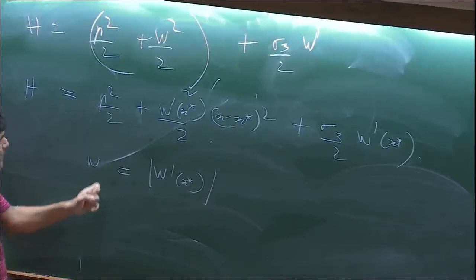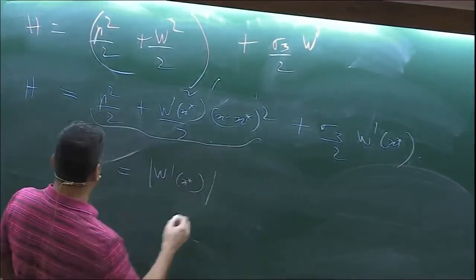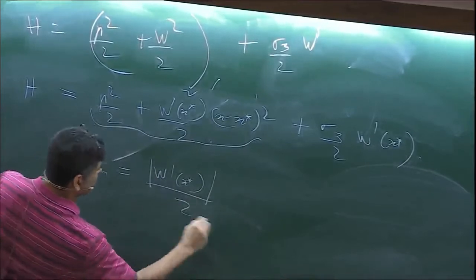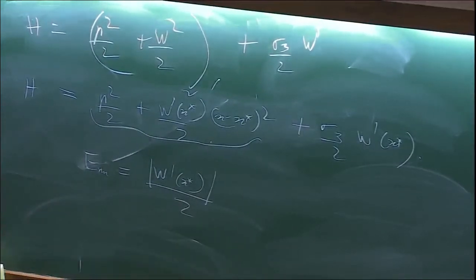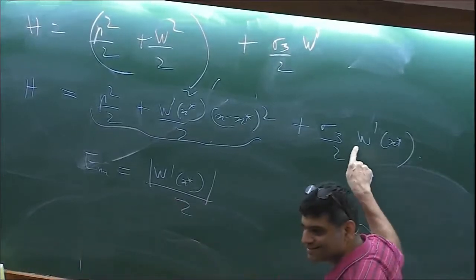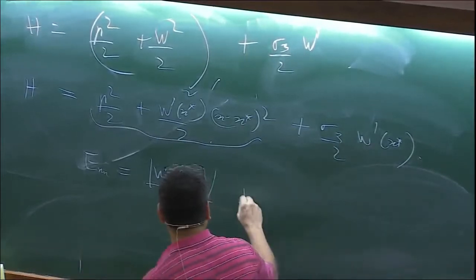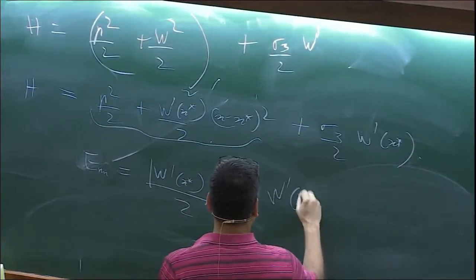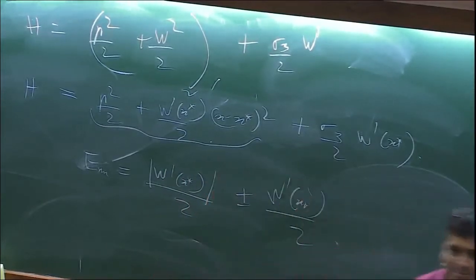And therefore, the energy of this bosonic part, E min, is equal to h bar omega by 2. But let's look at the energy of this part. Sigma 3's eigenvalue is plus or minus 1. So this is plus or minus W prime of x star by 2.